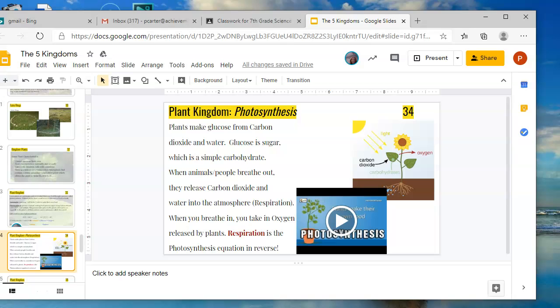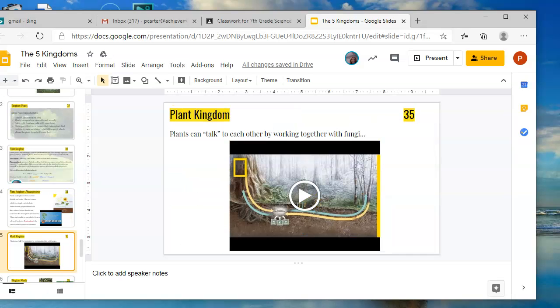Photosynthesis. Plants make glucose from carbon dioxide and water. Glucose is sugar, which is a simple carbohydrate. When animals and people breathe out, they release carbon dioxide and water into the atmosphere. That's called respiration. When you breathe in, you take in oxygen released by plants. Respiration is the photosynthesis equation in reverse. Plants can talk to each other by working together with fungi.